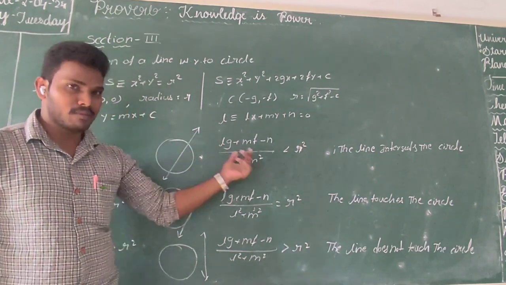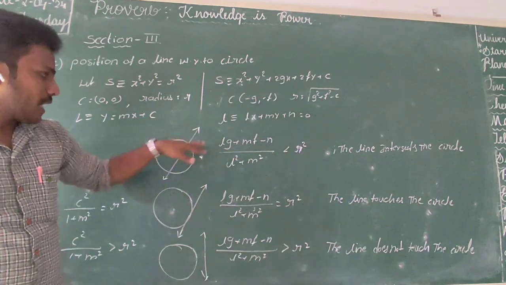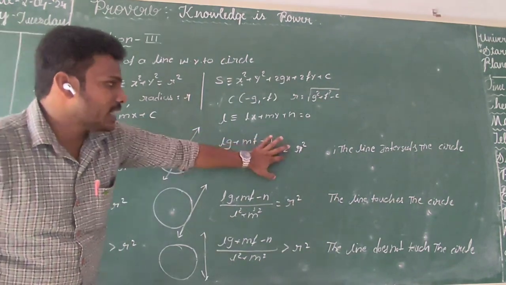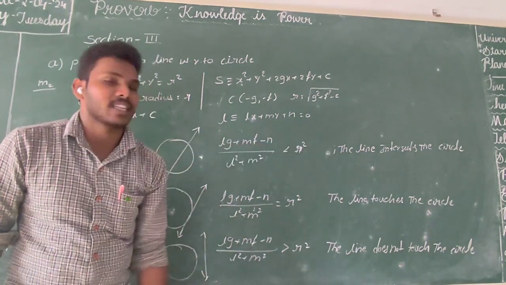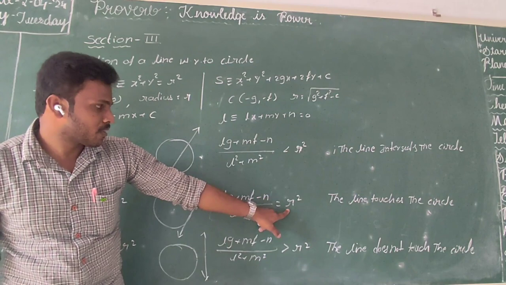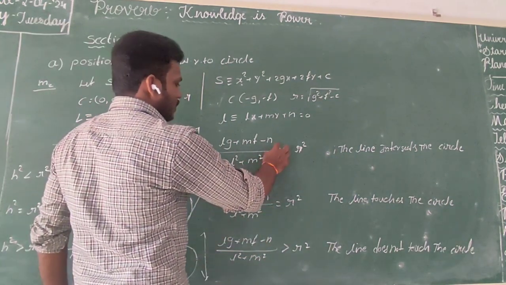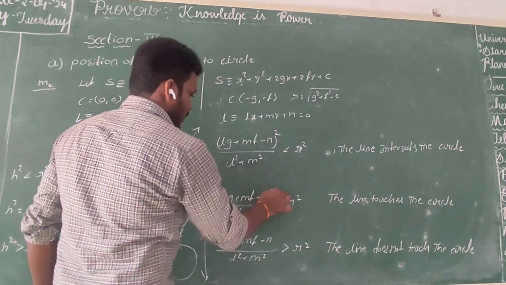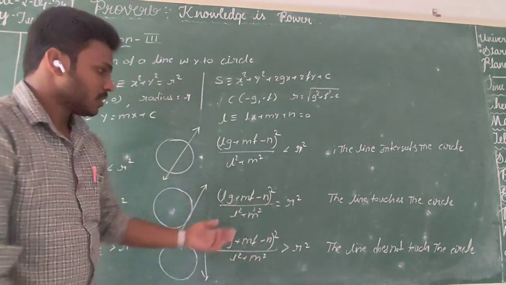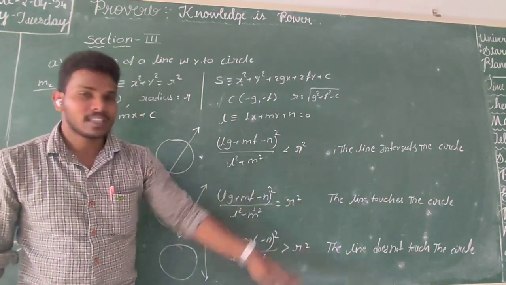Again the same diagram can be considered. The perpendicular distance is less than the radius, so the line intersects the circle. Next, the perpendicular distance is equal to the radius. Definitely, the line touches the circle.